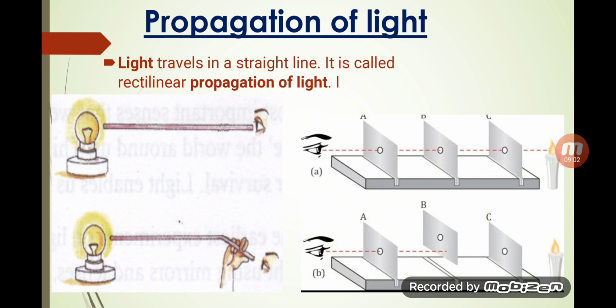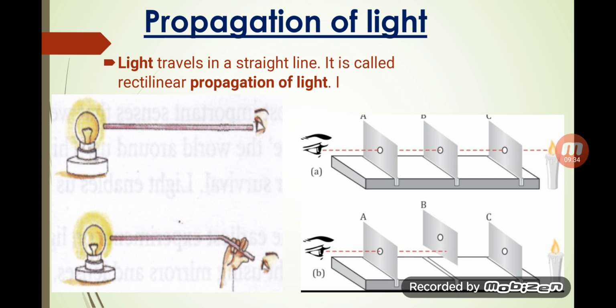Here also you can see the picture through the cardboard. In the first picture, all cardboards are arranged in a sequence and they have the same size hole, so you can see the candle. But in the second picture, one cardboard is displaced. In the third one, the cardboard is displaced from its place, so the burning candle cannot be seen.